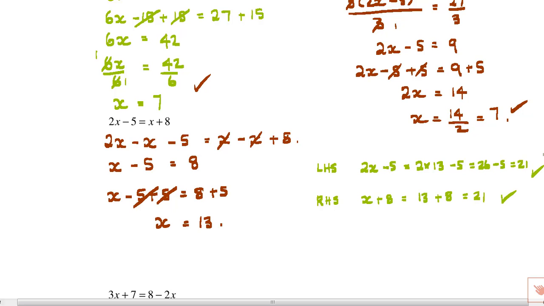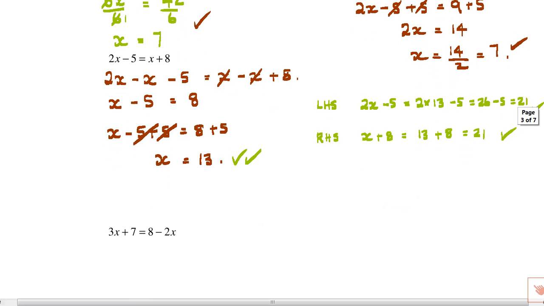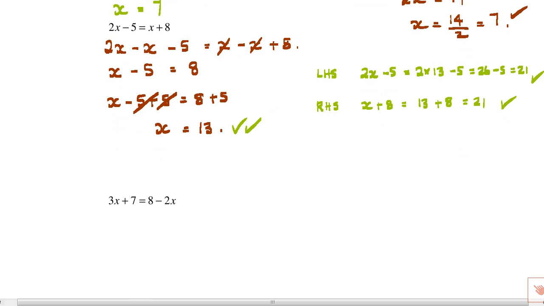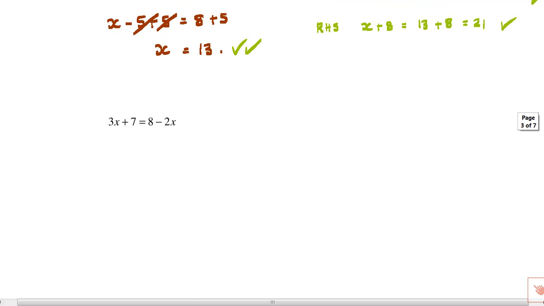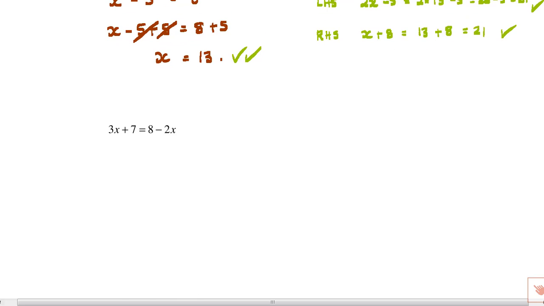Left hand side equals right hand side, so therefore our answer, only one answer, remember, it's completely unique to that particular equation, and the answer is x is equal to 13. And of course the next one is a similar one, x on both sides, and exactly as before, deal with the x first.